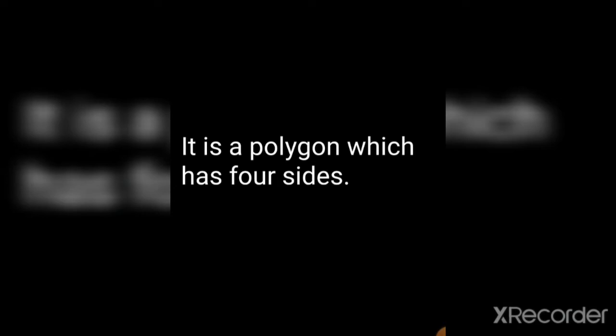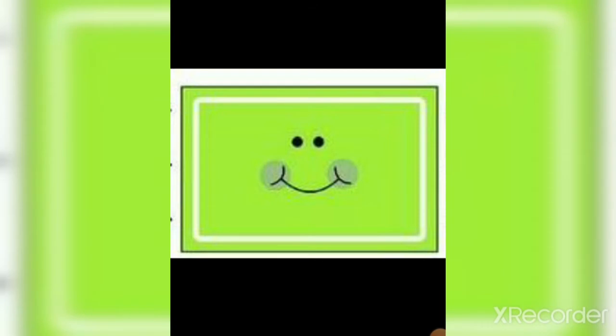First one is rectangle. Look, here is a picture of rectangle. Rectangle is smiling because we know each other. Here you can see four angles and four sides. What is the measurement of each of its angles? All four angles are of 90 degree. All four angles are right angle.